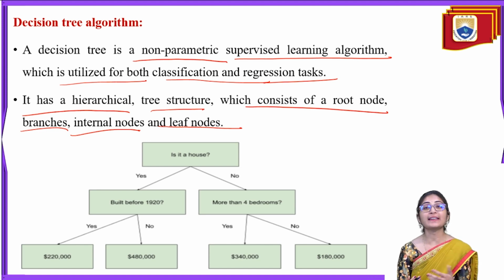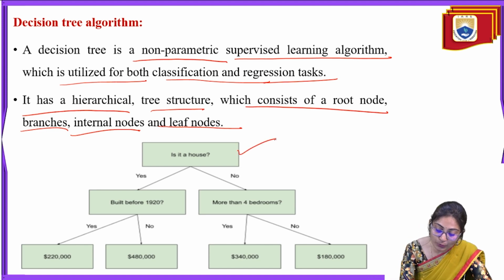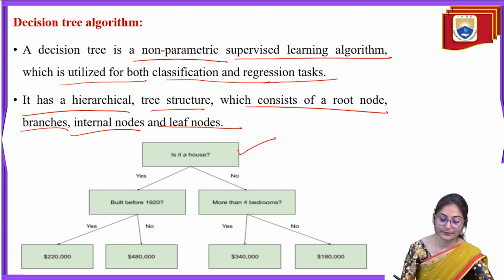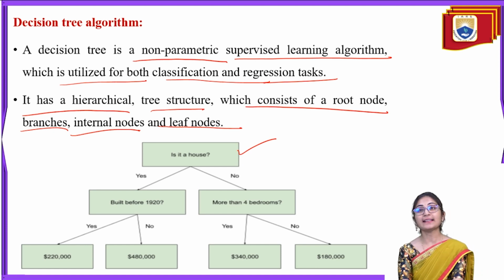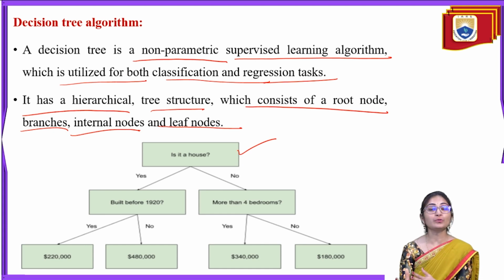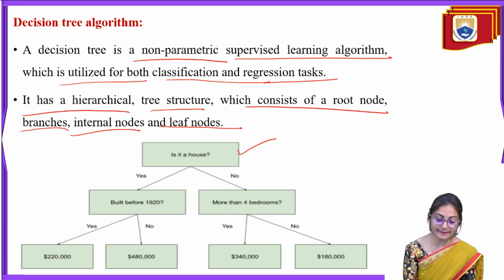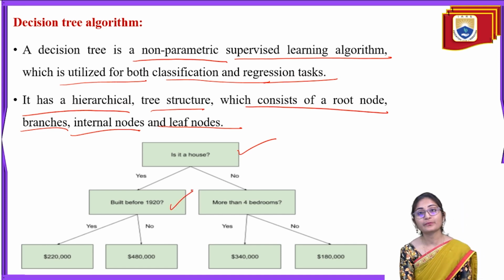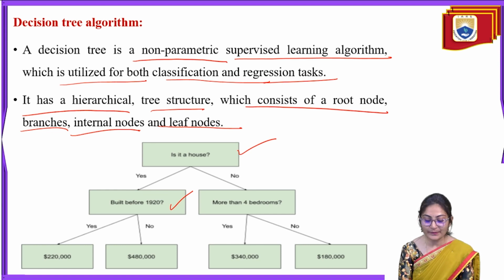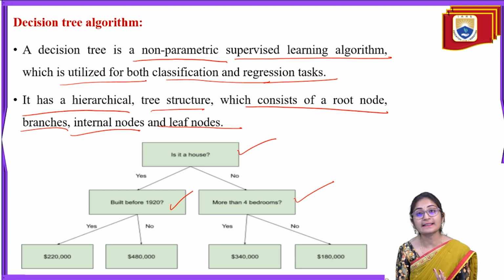Now we will take one example. This is the root node. These are the branches. So the root node is asking, is it a house? It's a question. You have only two choices, yes or no. If your answer is yes, then the next question is, was it built before 1920? If your answer is no, then the question is, does it have more than 4 bedrooms? Now here two questions arise: built before 1920 and more than 4 bedrooms.